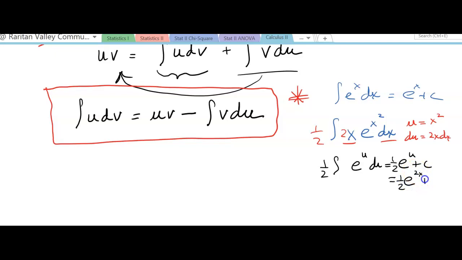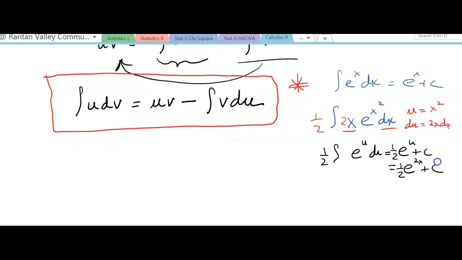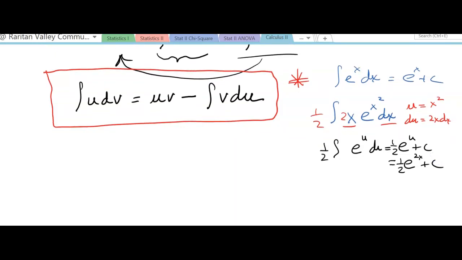And put your 2x back in. All right, so that was a nice u sub problem. No issues there. Here is where we would run into an issue. And this one I'm going to write over here. Integral of x e to the x dx.